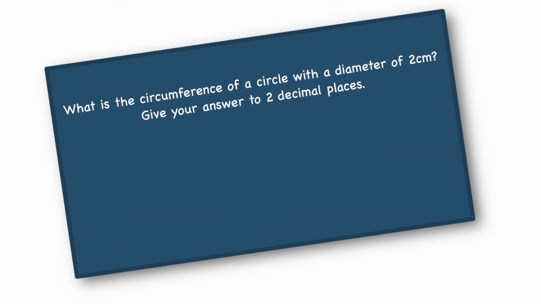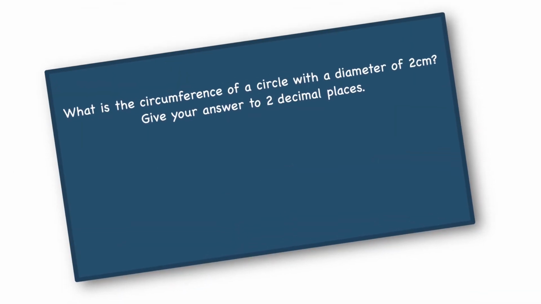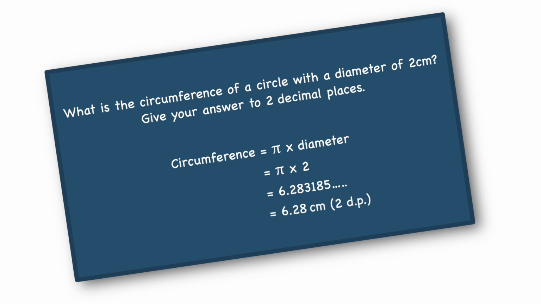So for example, what is the circumference of a circle with a diameter of 2 centimeters? Give your answer to 2 decimal places. Well, the circumference is pi multiplied by 2, which is equal to 6.283185 and so on. So the answer would be 6.28 centimeters to 2 decimal places.